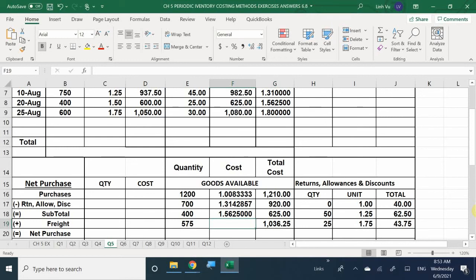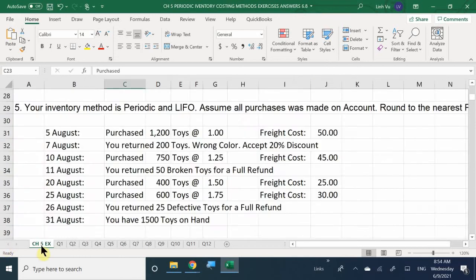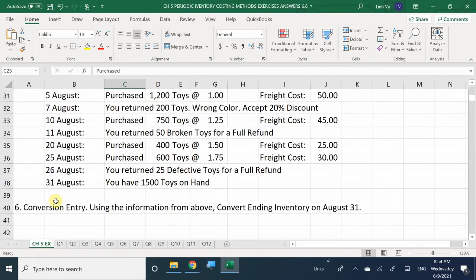So therefore, we need to recalculate our cost per item. And in this case, how much is my cost per item? $1.80217. Excellent. All right. And then last but not least, what happened on August 31st?